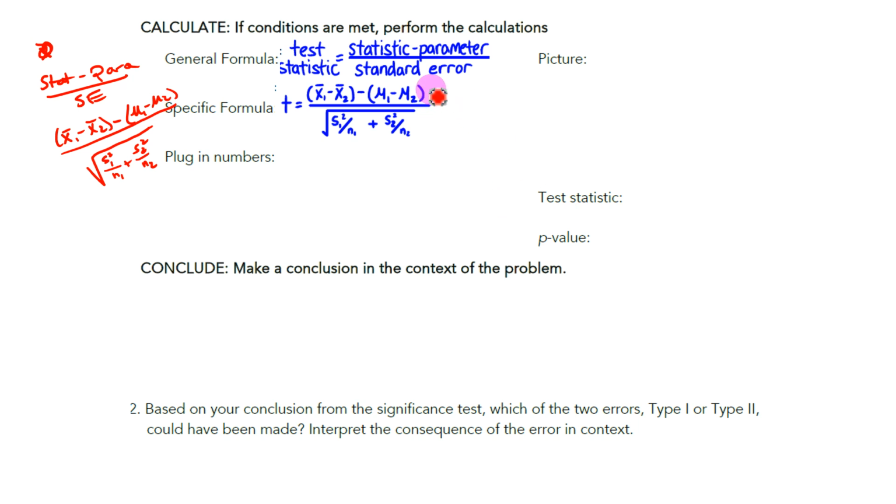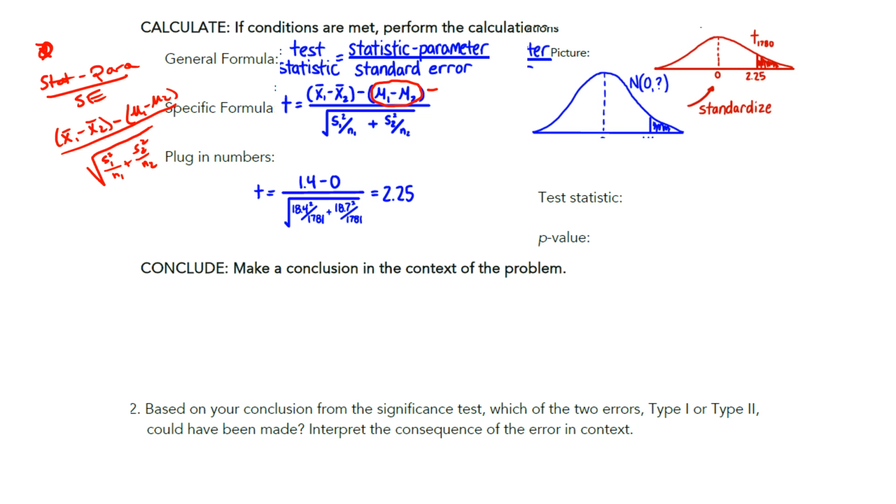Now mu1 minus mu2, because we're assuming they're the same, that's our null hypothesis, this value is going to be 0, so we can end up just not using it. But we plug our numbers in. We already have the t from the calculator. You're just showing your work. If you didn't write the minus 0, you don't have to. Don't worry about it. There's the picture version of it. Our t is 2.25, and the p-value was 0.0123.